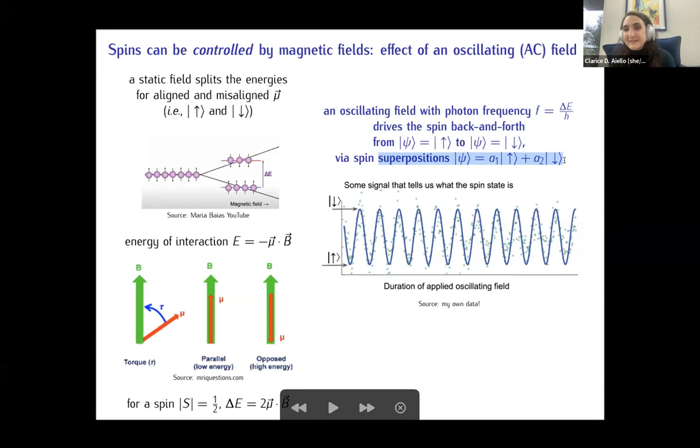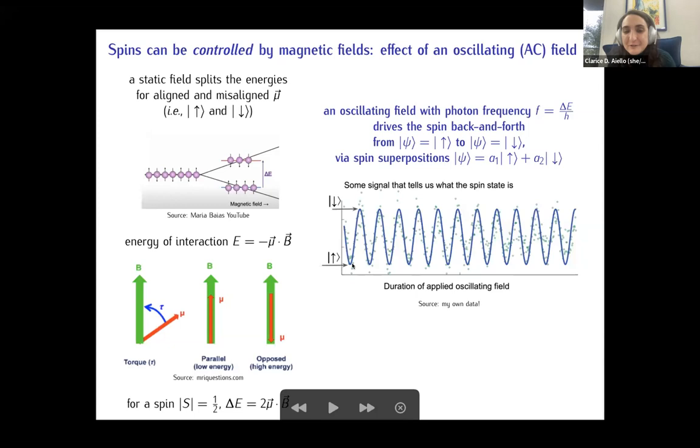So have a look at this picture here. In the y-axis, you've got some sort of signal, it doesn't really matter, that tells us what the spin state is. As we're going to see, it can be an electric voltage, it can be fluorescence intensity. This is some signal in the y-axis. In the x-axis here is the duration of this applied oscillating magnetic field. What you see here is an oscillating curve, okay?